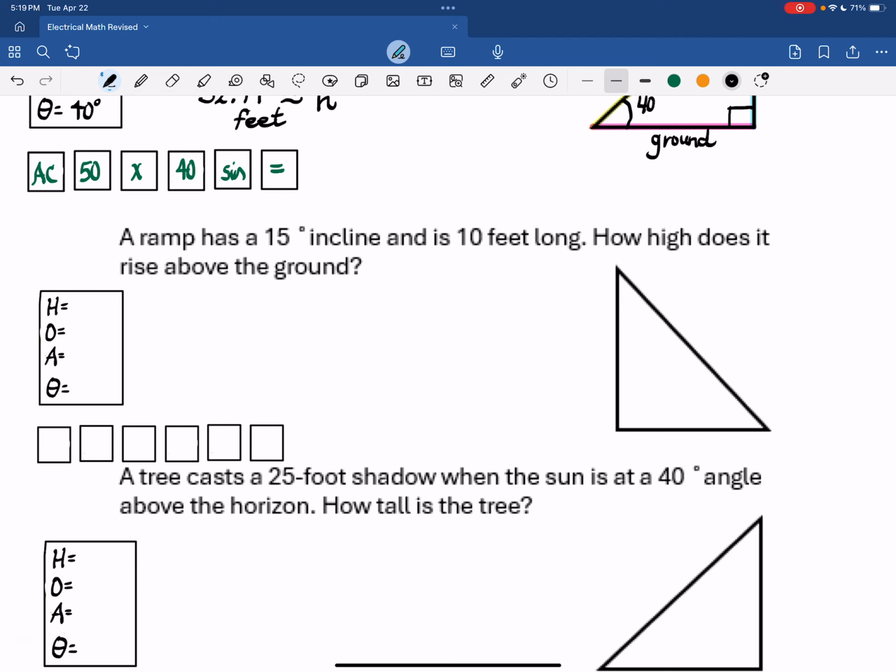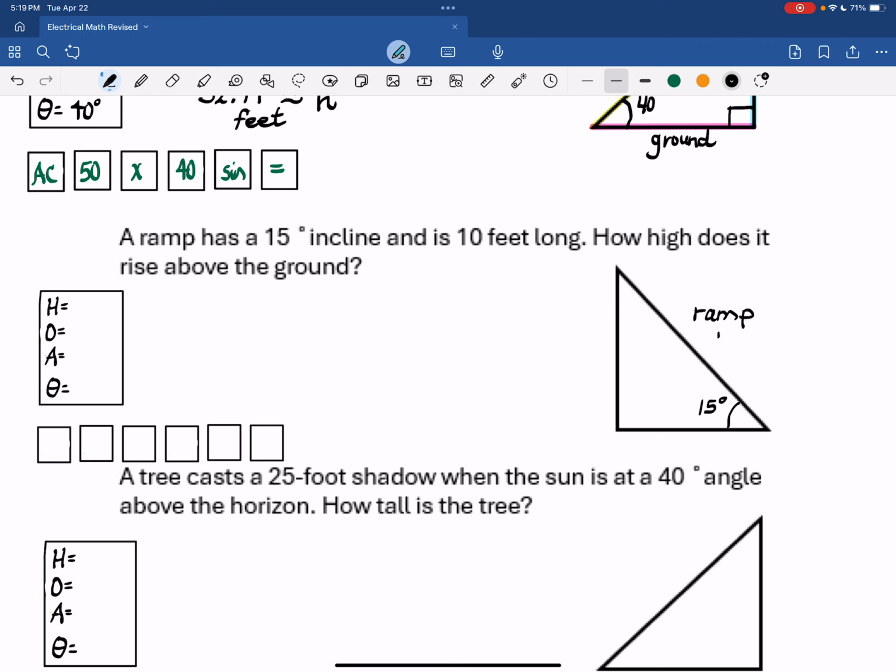A ramp has a 15-degree incline. And I should have already told you this, but let me tell you now. These are not to scale. This is not a 15-degree angle. That's way too steep to be 15 degrees. I just wanted to give you some scaffolds that you didn't have to draw every time. So just be aware, I know that's not 15 degrees, but let's just use the picture as a reference.